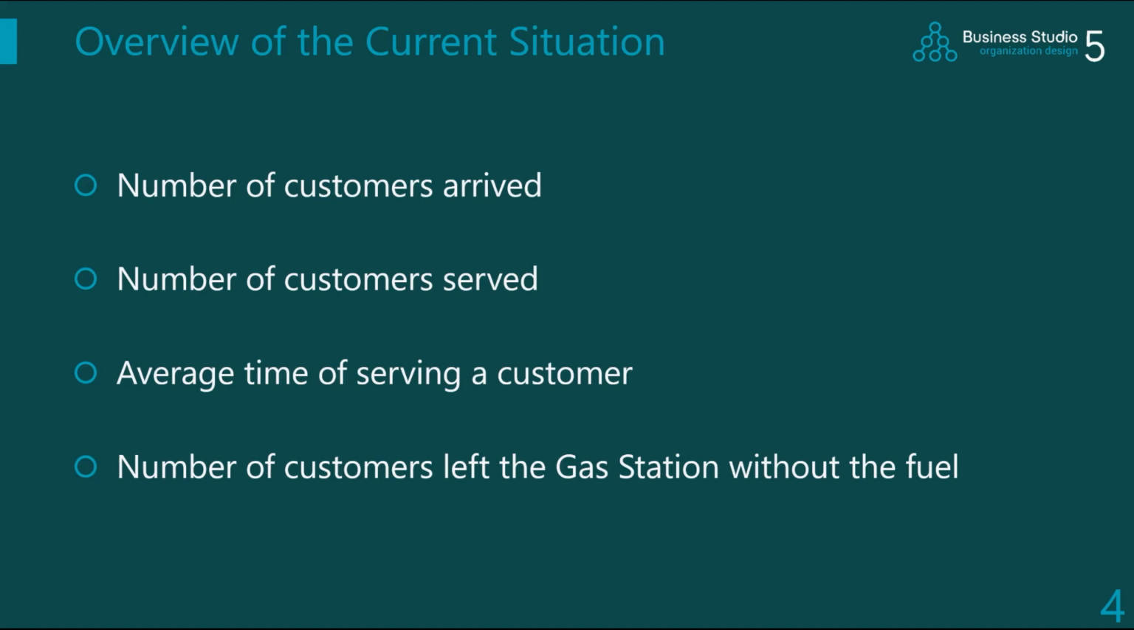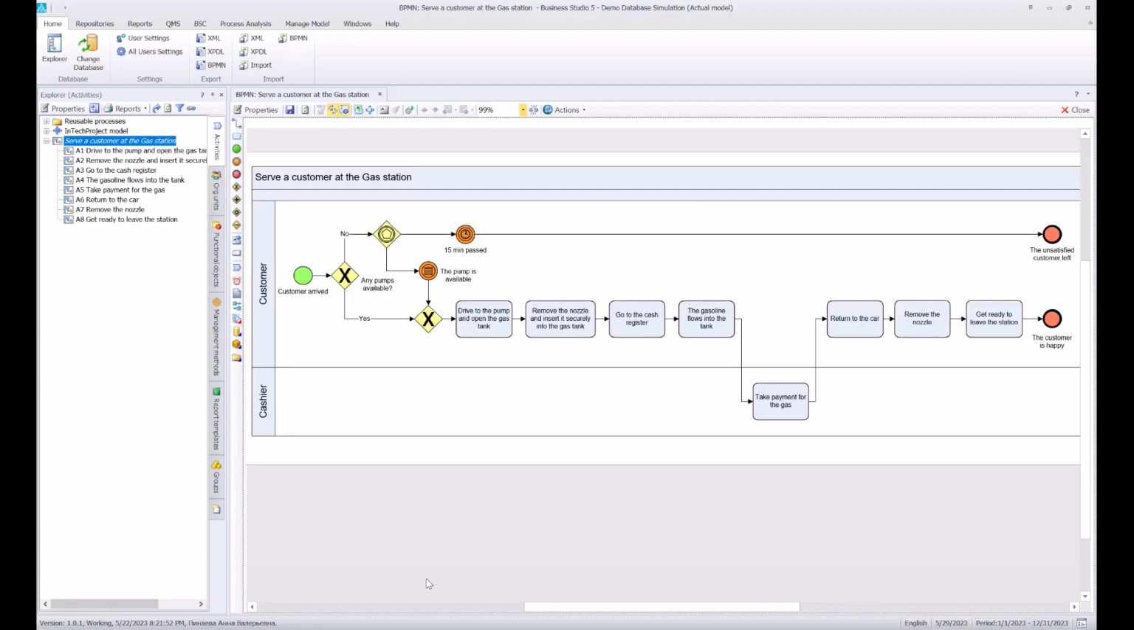So, first of all, we need to analyze the current situation. We develop a process model of how you serve your customers at the gas station. Let's use BPMN notation in the Business Studio software.